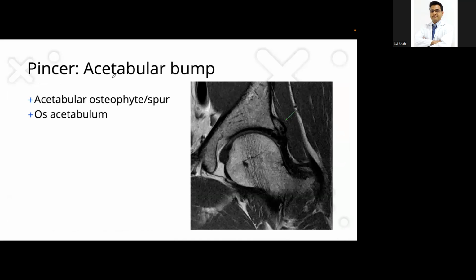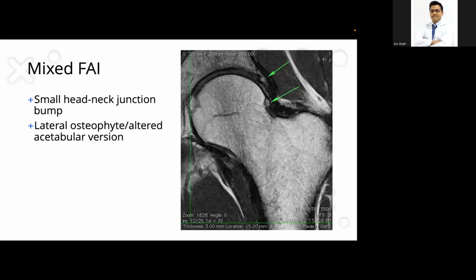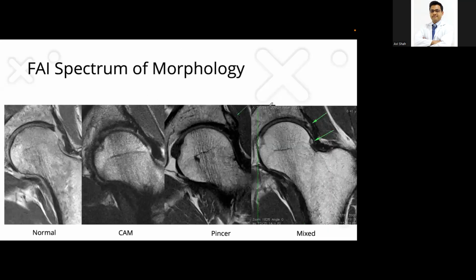Some of the other things that we look at, we can oftentimes see that there will be a large os acetabulum, or we can see this large bony bump here that could lead to a pincer type impingement. So you can see either abnormal rotation, or you can actually see bony prominence that can lead to impingement. You can have a mixed situation here where you can see this acetabular prominence, so this acetabular offset, and you can see here a bony prominence as well. So you have both things happening simultaneously.